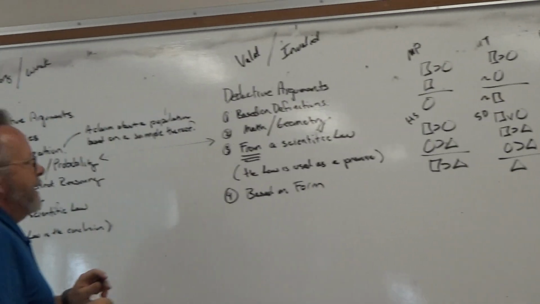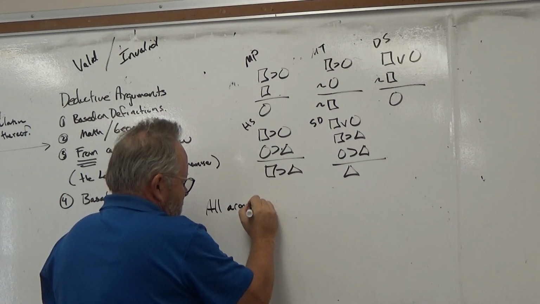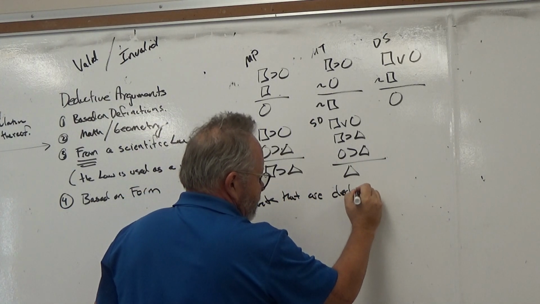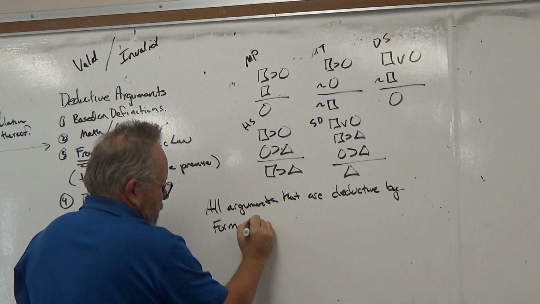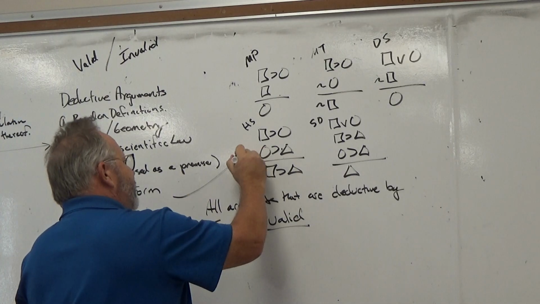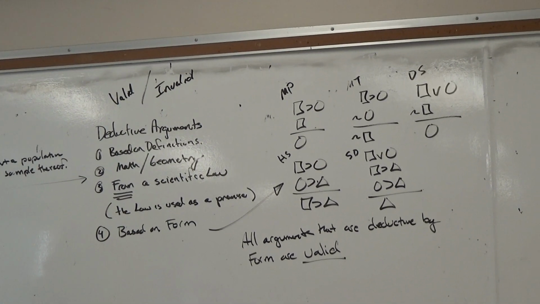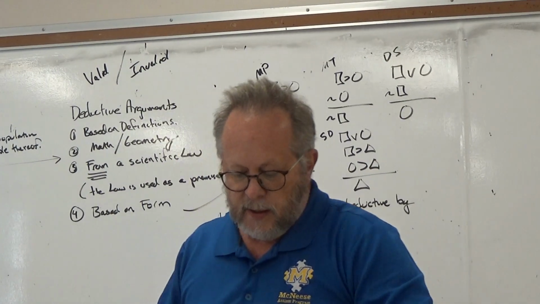Now, one thing to say is this: all arguments that are deductive by form are valid. Okay? If an argument is deductive by virtue of its form, it's necessarily valid. All of those argument forms are valid. So you're automatically going to pick valid if you say deductive by virtue of its form. Any questions so far? Okay.